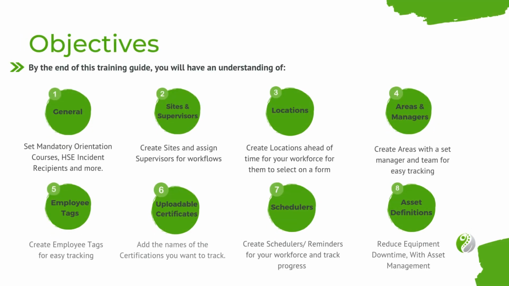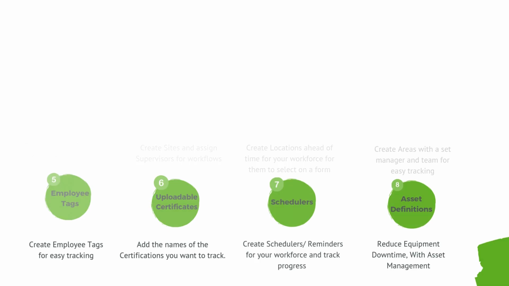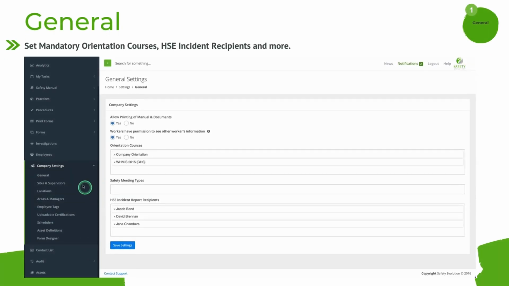Time to dive in. By the end of this training guide, you will have an understanding of these outlined objectives for system setup. The following are system settings found within Company Settings and the General tab. 1. Allow printing of manuals and documents. There is an upgrade to the system coming, currently part of Legacy, and will be updated in 2023.